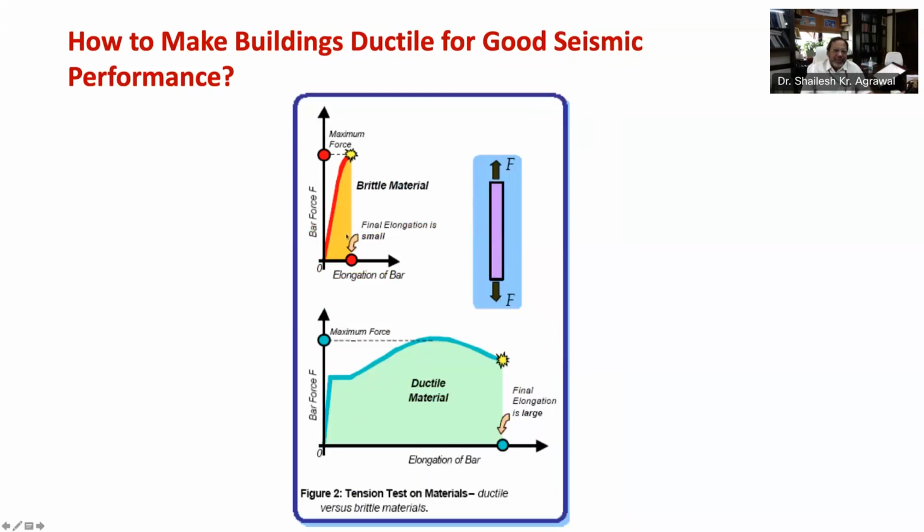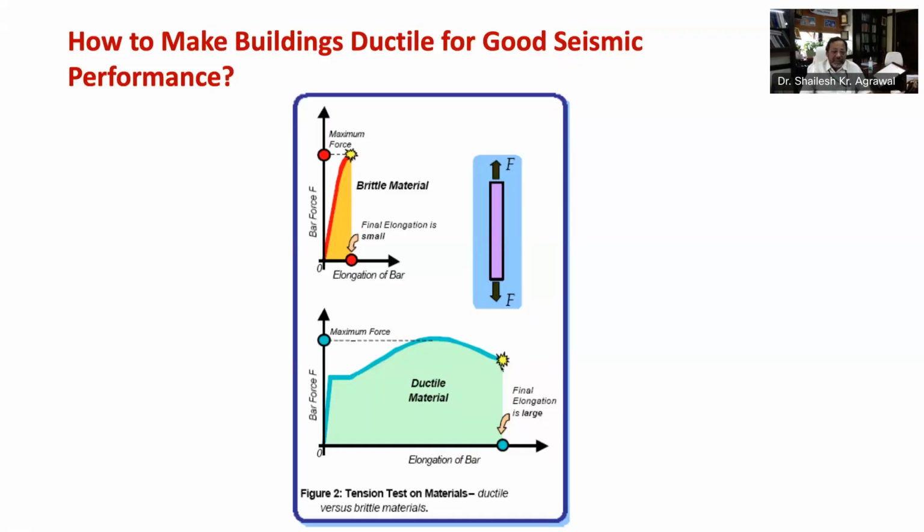You will notice that the brittle bar breaks suddenly on reaching its maximum strength on relatively small elongation, as you can see in this top graph in figure 2, while the ductile bar elongates by large amount before it breaks down as shown in this bottom graph of this figure. Let me repeat again.